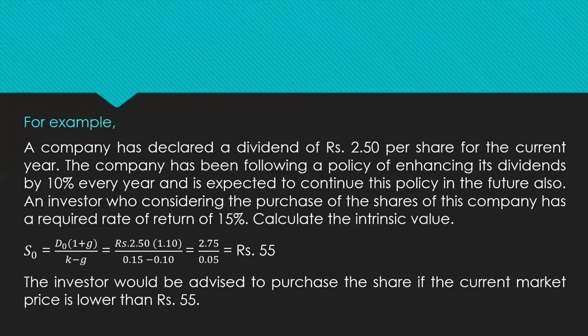An investor who is considering the purchase of the shares of this company has a required rate of return, which is the K value, 0.15. Calculate the intrinsic value. So D0 into 1 plus G divided by K minus G. All the values are given in the question. When we do all that, we'll get the answer as rupees 55. The investor would be advised to purchase the share if the current market price is lower than 55. The market price is lower than 55 and it is always advisable to purchase that security.